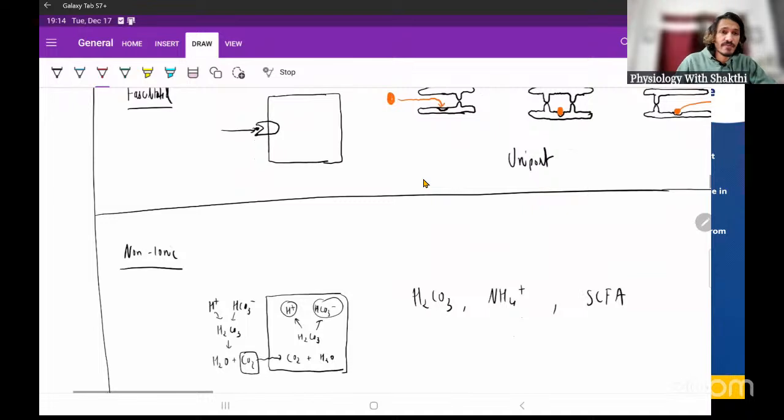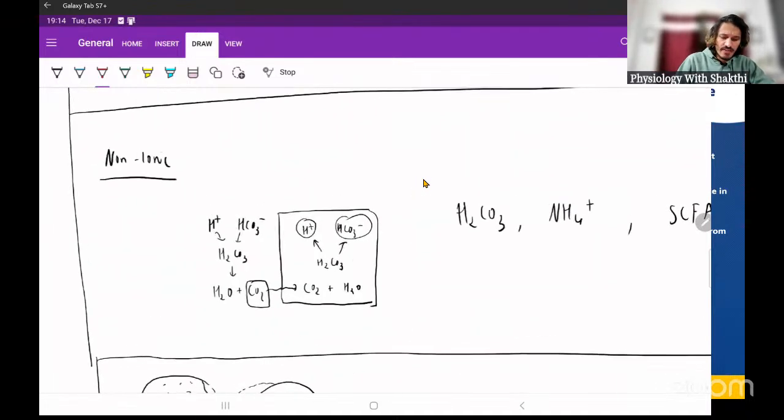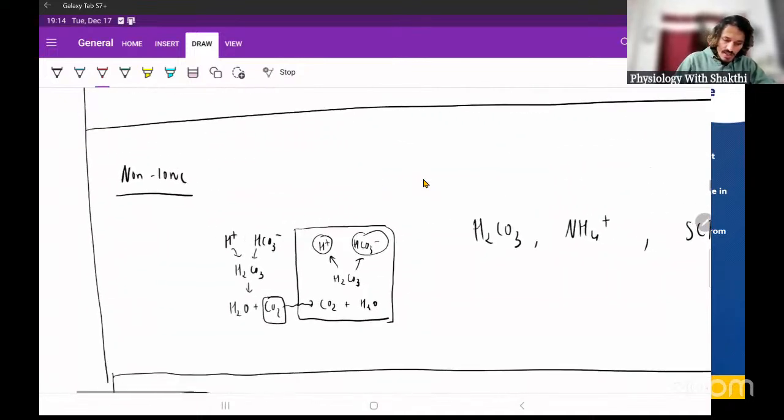Now the third type of diffusion is non-ionic diffusion. So in non-ionic diffusion, what happens? Your H plus and HCO3 minus usually cannot cross the membrane because it is ionic in nature. And if it does not have its particular ion channels, it cannot cross inside. But what does it do? Instead, it goes to H2CO3, becomes H2O and CO2. CO2 is now lipid soluble and can go inside.